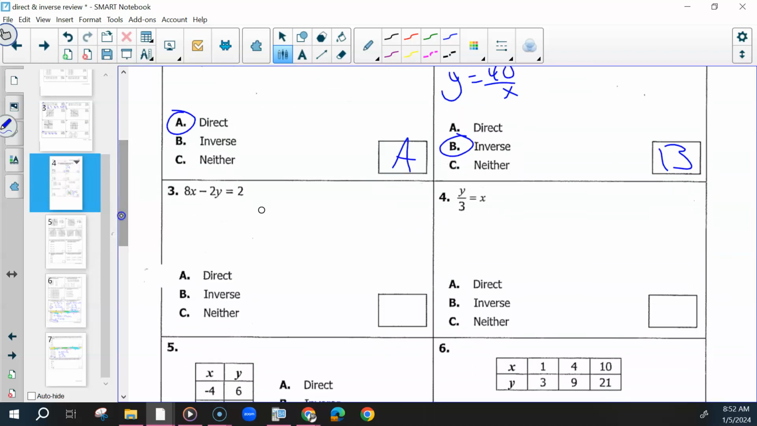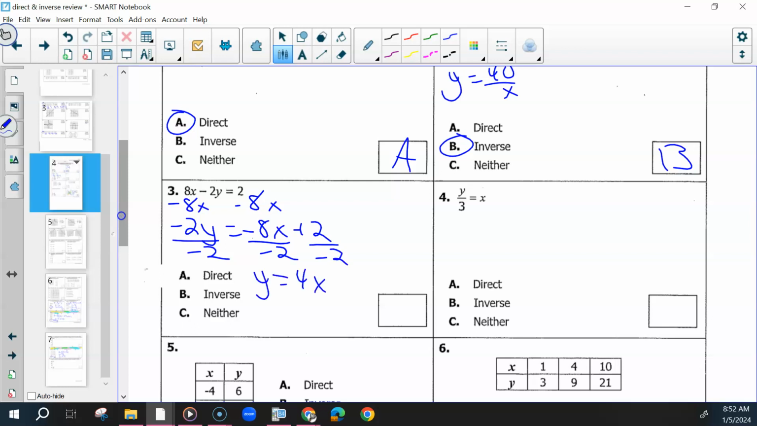Because this is in standard form, it's going to be linear, so you have to decide if it's going to be direct or neither. If this has a number that's not 0, it's going to be neither. But you can solve it just to make sure. So subtract your x term, divide your y, so that we get y equals 4x minus 1. It is linear, but it doesn't go through the origin. The y-intercept is not 0, so it is neither.